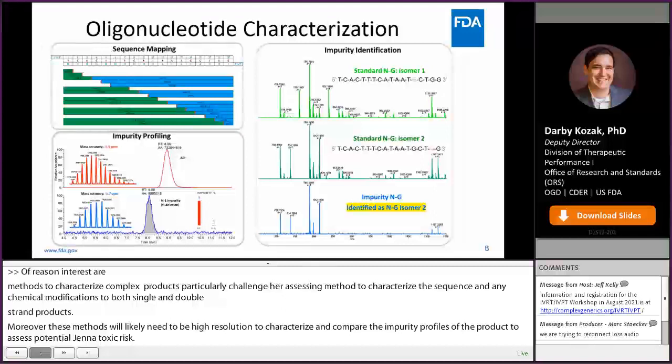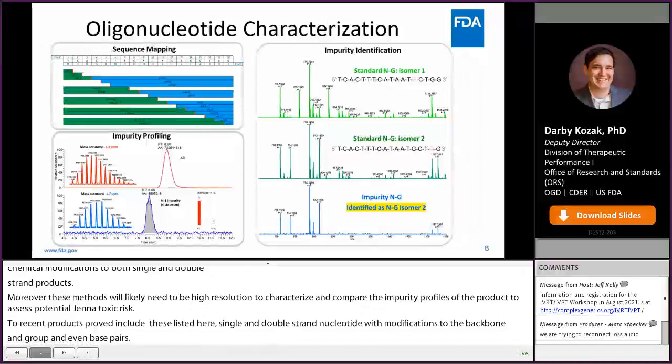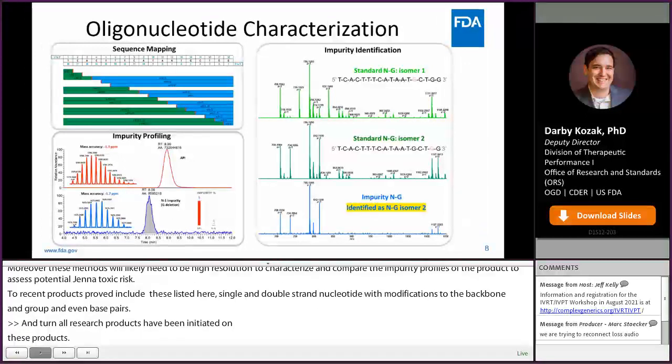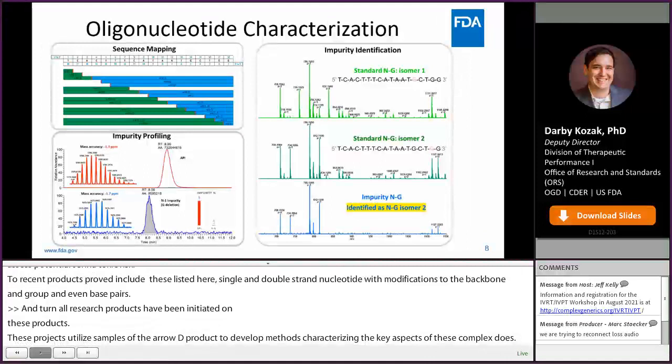Internal GDUFA research projects have been initiated on these complex oligo products. These projects utilize samples of the RLD product to develop methods that can characterize the key aspects of these complex actives. This includes characterizing process-related impurities, such as insertion or deletion of a base pair, and how those changes impact the oligo sequence and relative frequency that a specific impurity sequence may occur.